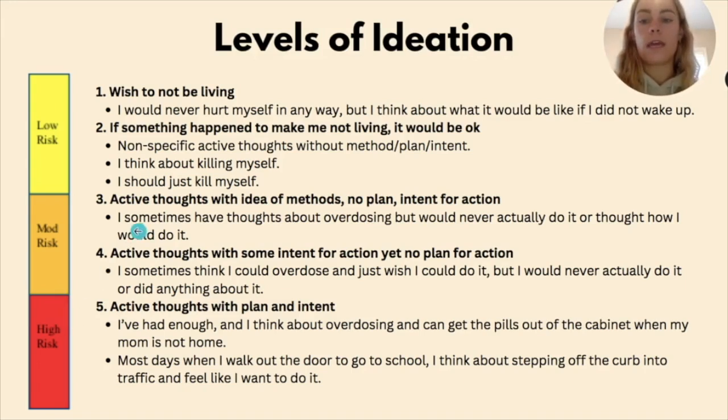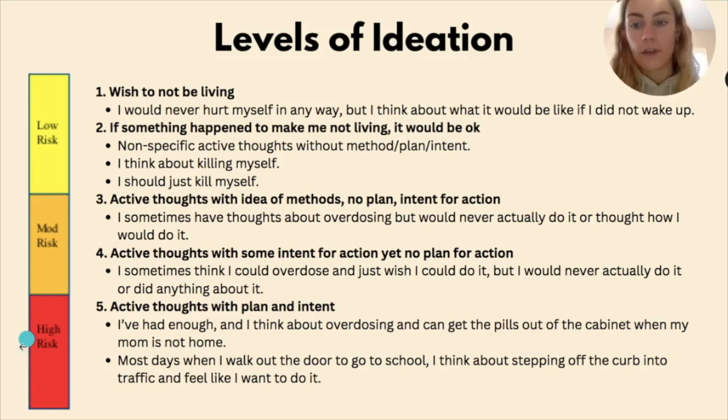Four would be active thoughts with some intent for action, yet no plan for action. So, I sometimes think I could overdose and just wish I could do it, but I would never actually do it or think anything about it. So these are thoughts of, I wish I could do it, I want to do it, but I can't. The thought is there, the thought is constantly there.